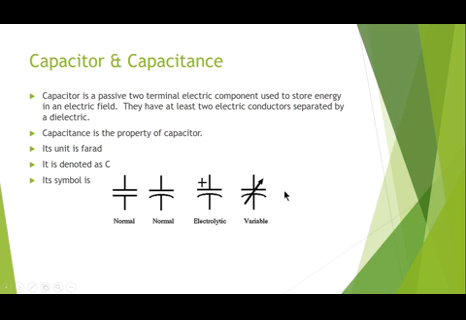Next, capacitor and capacitance. Capacitor is a passive two-terminal electronic component which is used to store energy in the form of an electric field. Capacitance is a property of the capacitor, and the capacitor has at least two electric conductors separated by a dielectric material. Its unit is farad. It is denoted by the capital letter C. Its symbol is shown below.